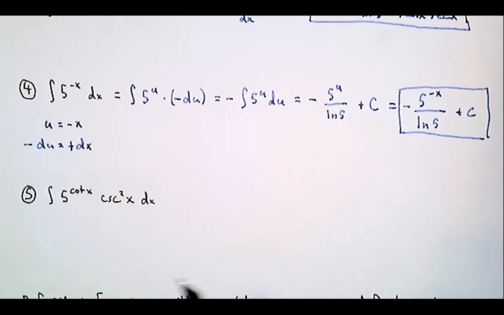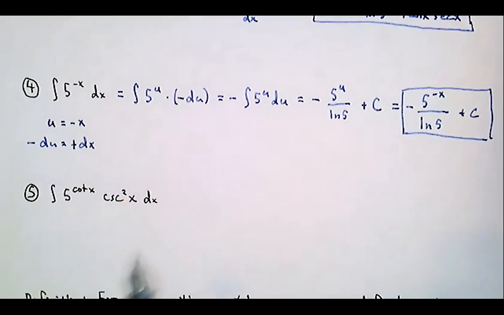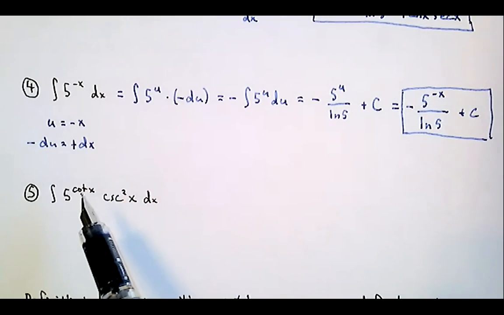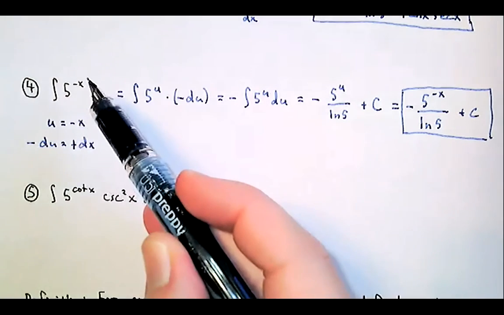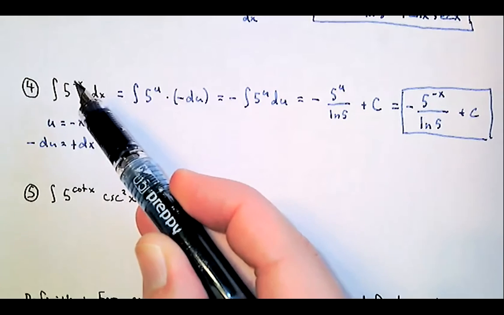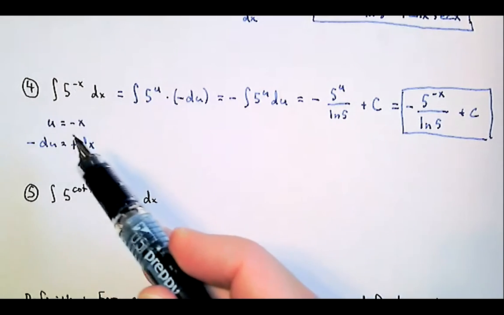Okay, then let's go ahead and do the next one. Once again, we have something in our exponent. Here we're looking at the integral of 5 to the cotangent x power, and then we're multiplying by cosecant squared of x. So just like before, when we had something other than x by itself in the exponent, we had to do a u substitution.